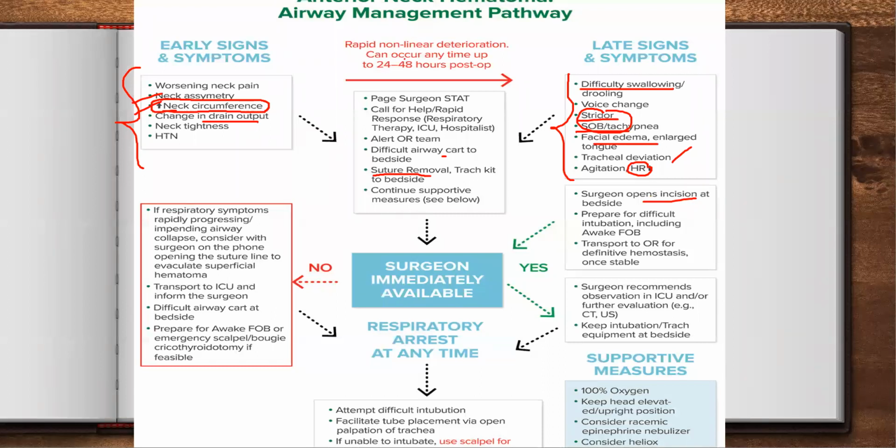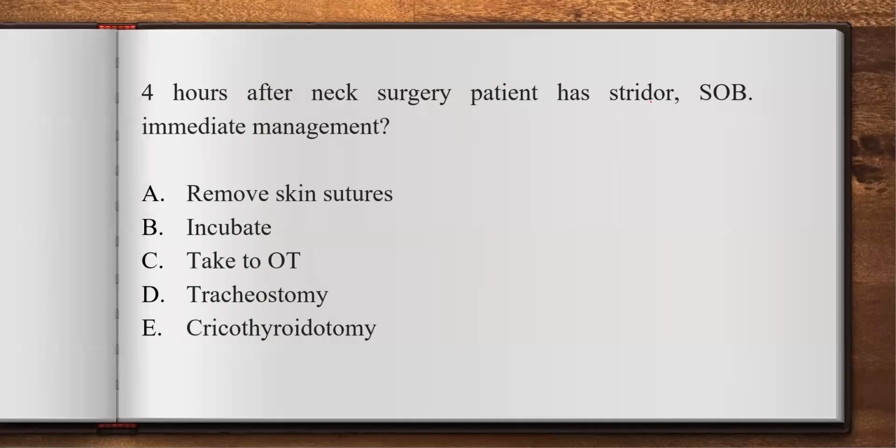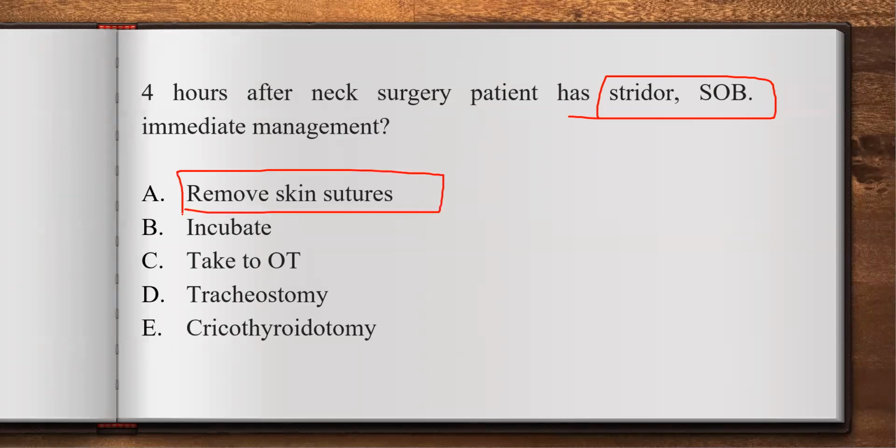But if you get some time, like this patient with early signs and symptoms, if you still have time, you don't need to open the suture here. You will just take the patient to the operation room and then you will remove the suture. So this is the main difference between the two. Now, in our patient having a stridor and shortness of breath, you don't have time to arrange the operation room, then page the surgeon. So you don't have any time. Your immediate management will be removing the skin suture as soon as possible at the bedside.